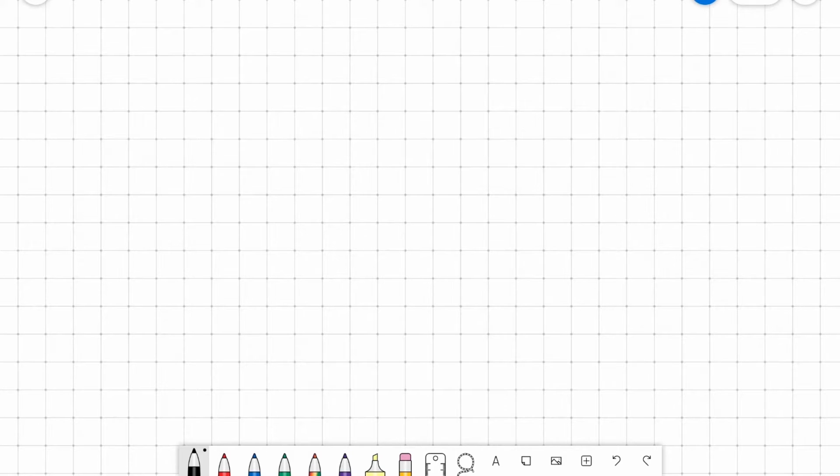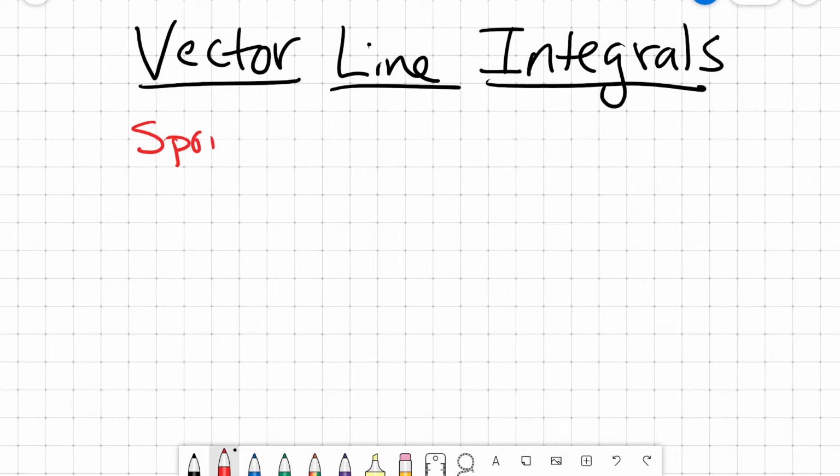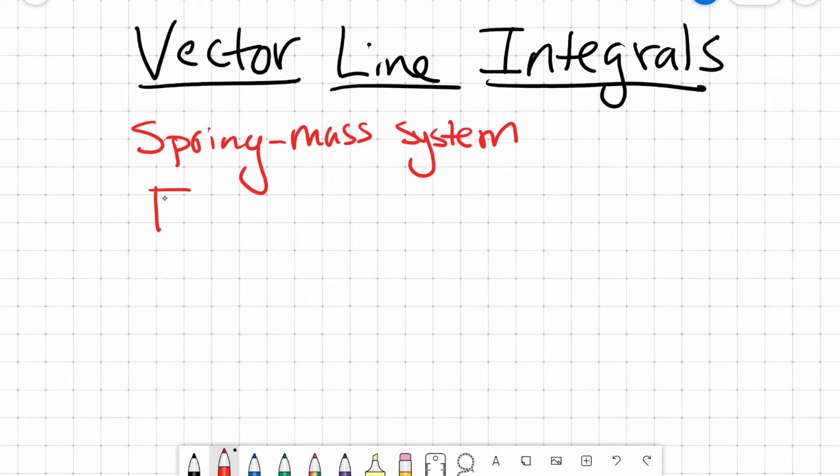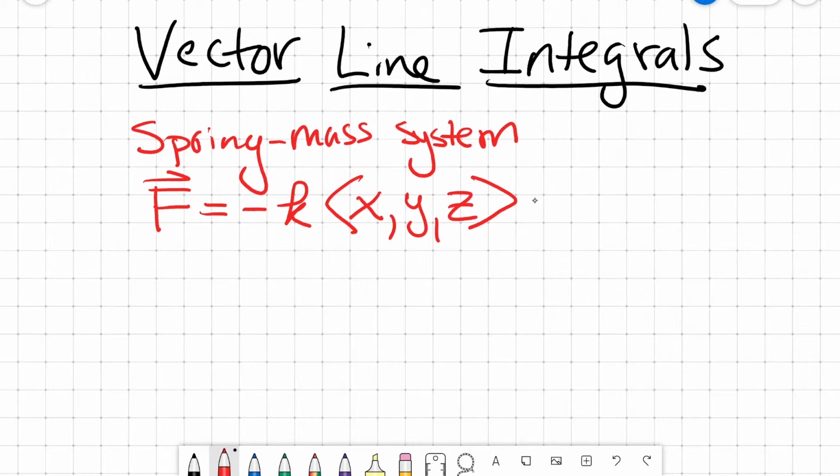In this episode, we'll talk about vector line integrals. Consider the spring mass system. Now, the force that a spring applies to a mass is given by minus a spring constant K times X for a one-dimensional spring mass system. But if we had a three-dimensional spring mass system, we'll have to use a vector. This could also be written as minus K times R to generalize the one-dimensional example.